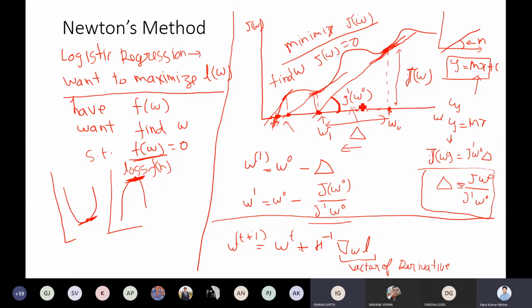So J dash W slope है ना. It is itself the slope. Okay. तो नहीं होगा. Okay, if there is confusion, we'll come back to it, right?